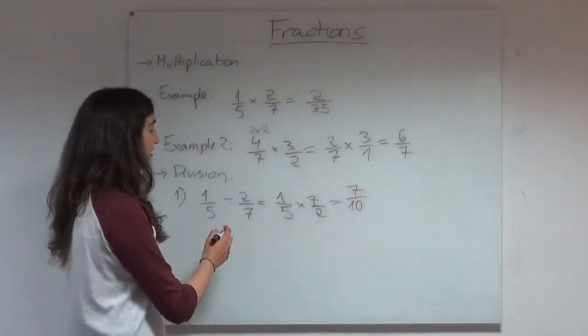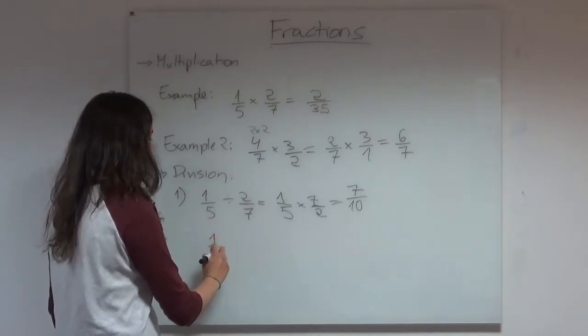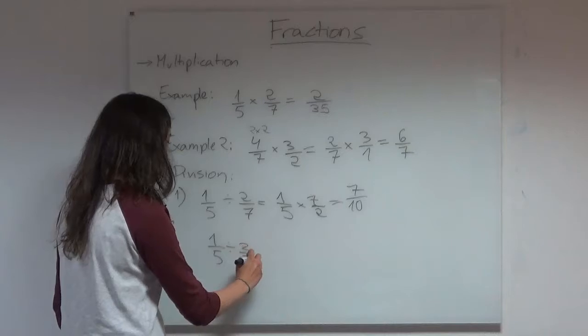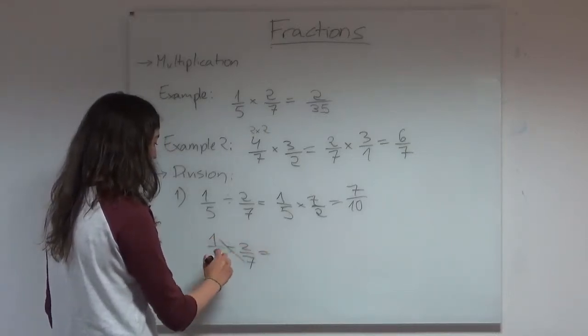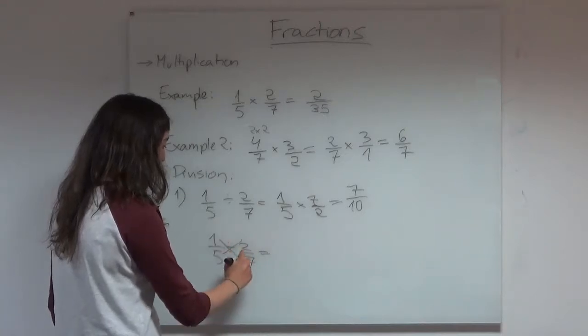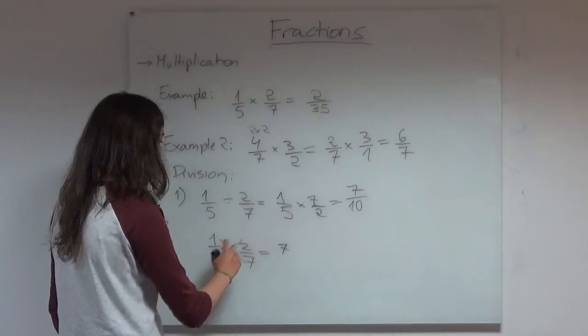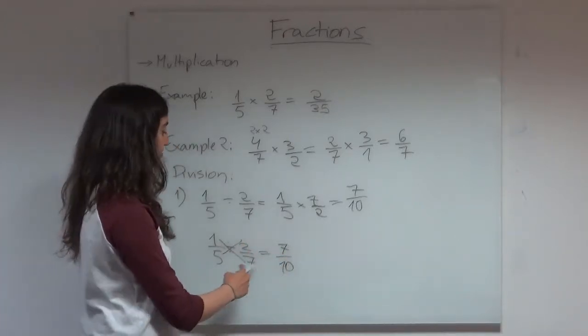Another way of doing this is cross product, which would be 1 over 5 divided by 2 over 7, and this would be equal to 1 times 7, and this goes up top, 7, and then 5 times 2 is 10, which goes to the denominator.